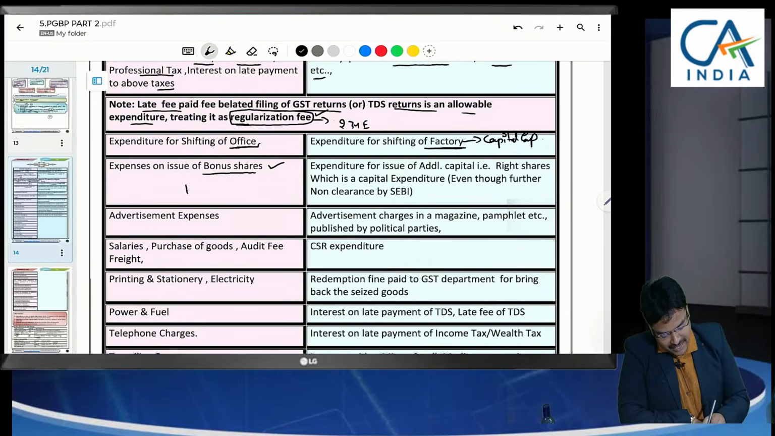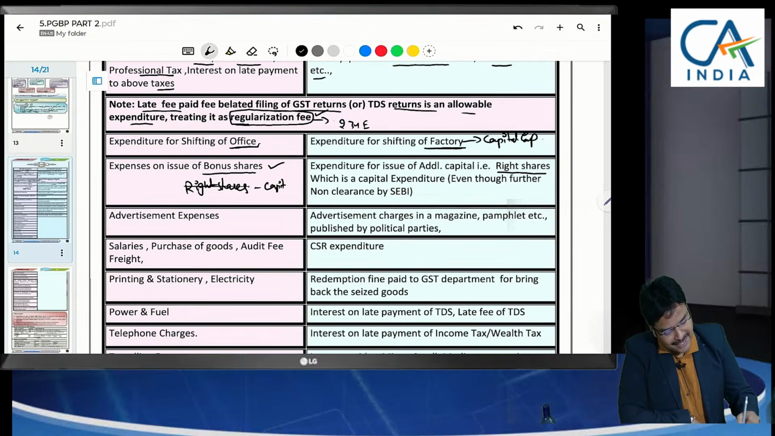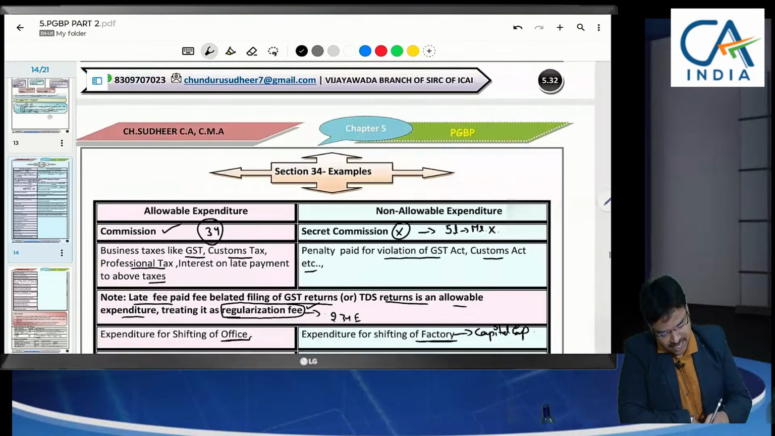But if right shares were issued, right shares in the sense, here a new issue has been done, this will raise the capital, hence this will be treated as capital expenditure. Right shares, additional capital, this cannot be claimed as deduction. Sir, these are allowable expenses, these are not allowed expenses.